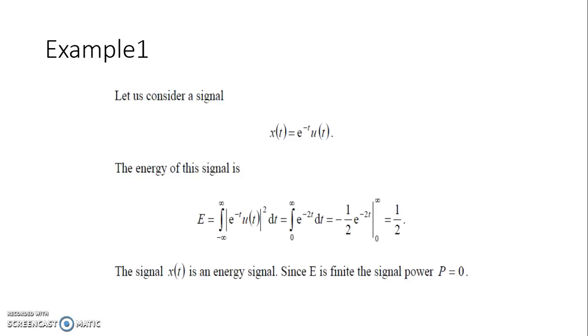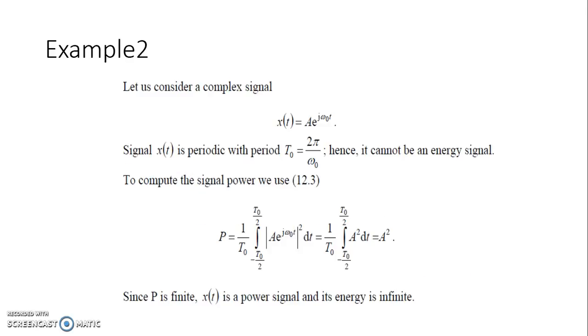Let us consider the signal x(t) equal to e^(−t) u(t). The energy of the signal is the integral from minus infinity to infinity of the squared magnitude of x(t) dt. Substituting x(t) and solving, we get E equal to 1/2. The signal x(t) is an energy signal since E is finite.